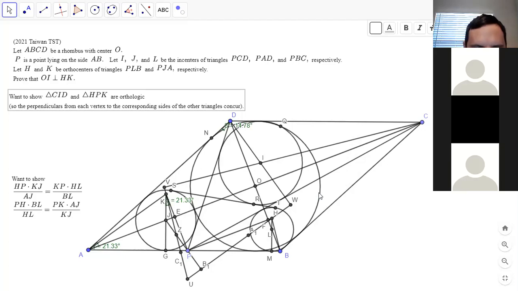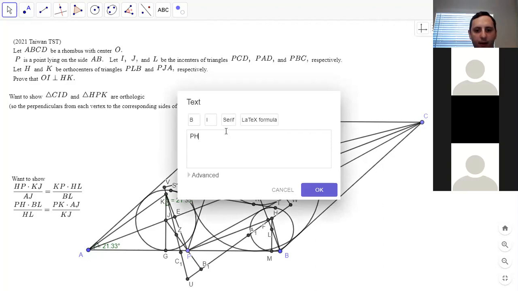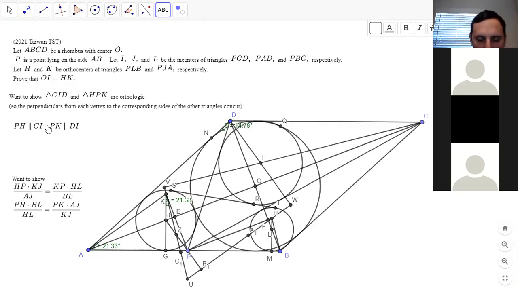Because CO is perpendicular to BK and DO is perpendicular to PH. Yeah. Okay. So basically, we know that PH is parallel to CI and PJ is parallel to ID. So that's kind of an angle chase. And PK is, I'll just say that's true by an angle chase.